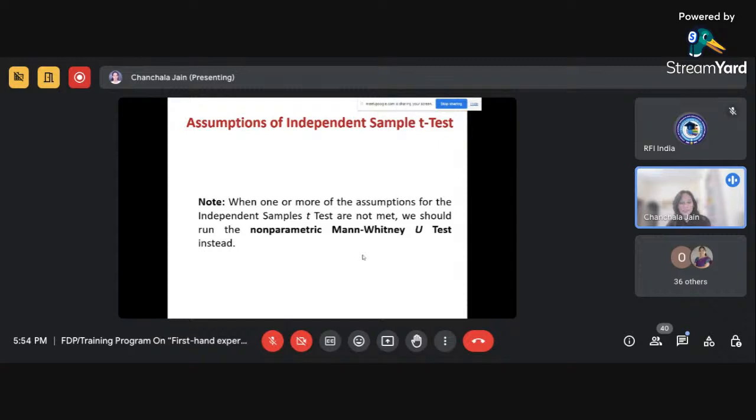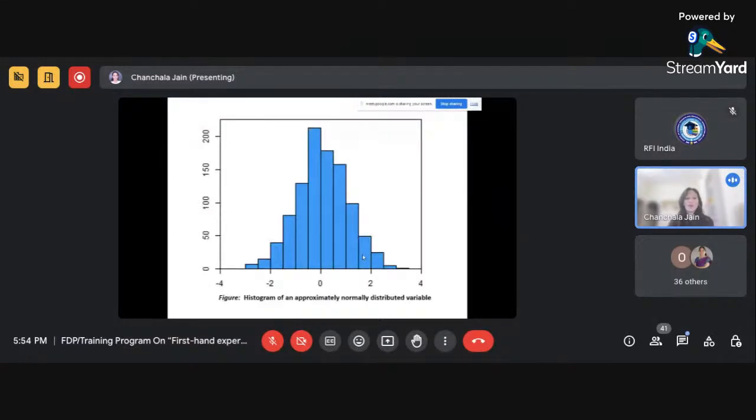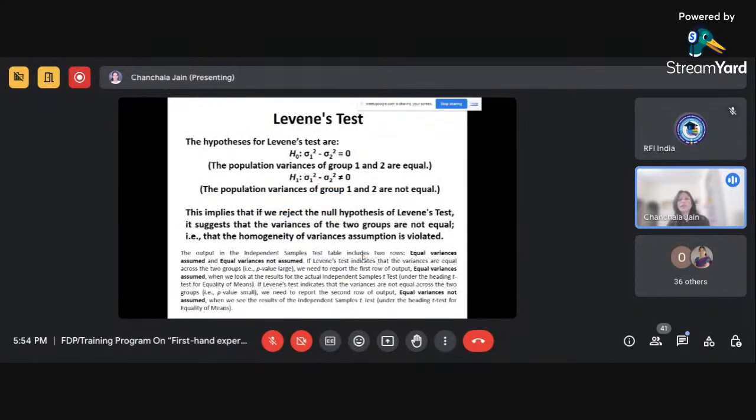Now, I think yesterday also we saw this particular graph. This graph we use for testing the normality of our data. And if we get such a graph or histogram for our data, we can conclude that the data is normally distributed. Further, the Levene's test hypothesis says that the variance in both the groups is equal, right? In both the first group and the second group, the variance is the same. Alternatively, we say the variance is not equal. This is the Levene's test, which we use to check the homogeneity of the variance.